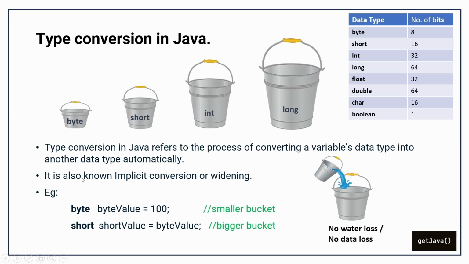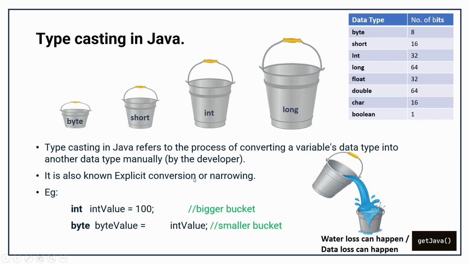So this is called implicit conversion or widening. So these are different names of type conversion. Now let's have a look at typecasting in Java. So typecasting is the similar process but in reverse direction. So in this case, we are trying to store value of larger data type into a smaller data type. Let's have a look at an example.